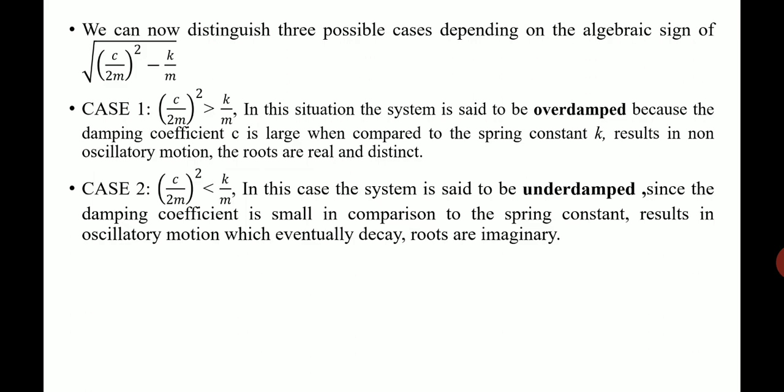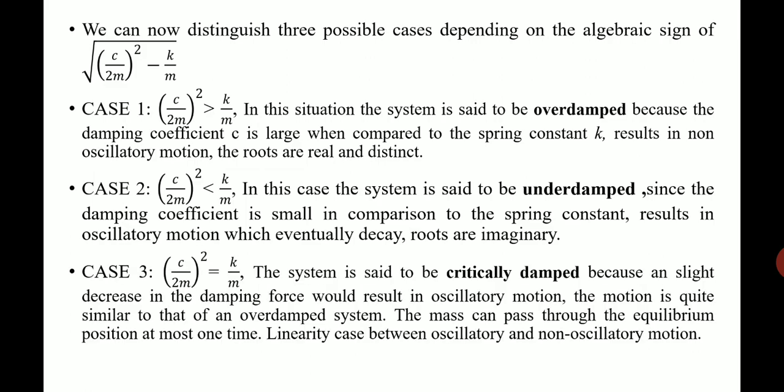Now the last case is where (c by 2m) the whole square is equal to k by m. This condition, where the two terms inside the square root are equal to each other, is called a critically damped system. This is the most desirable case if you want to arrest a vibration, because in this case the system returns to its equilibrium position in the least possible time.